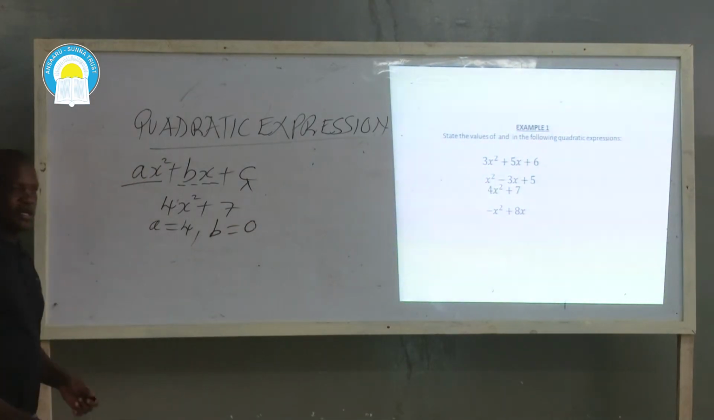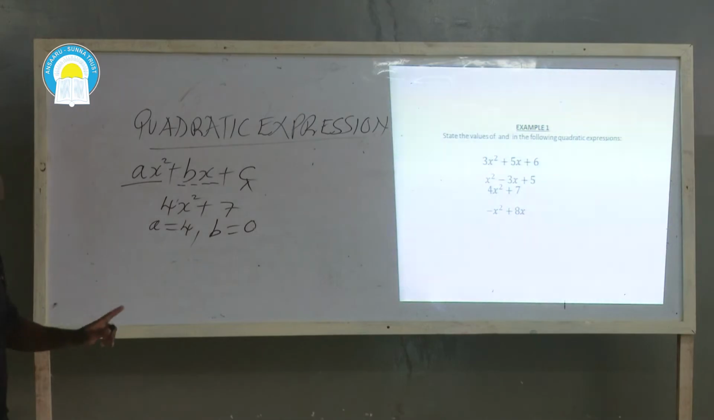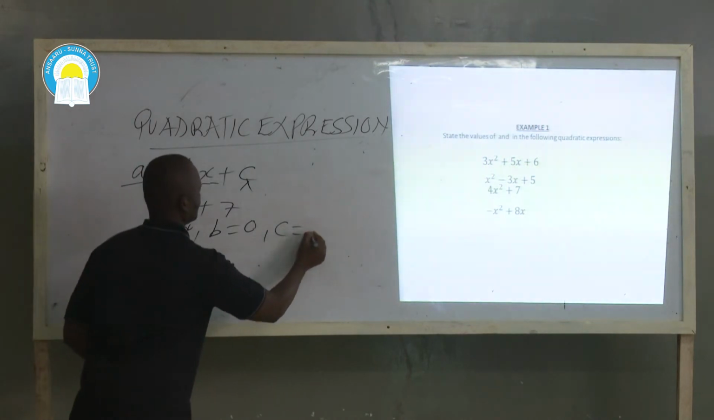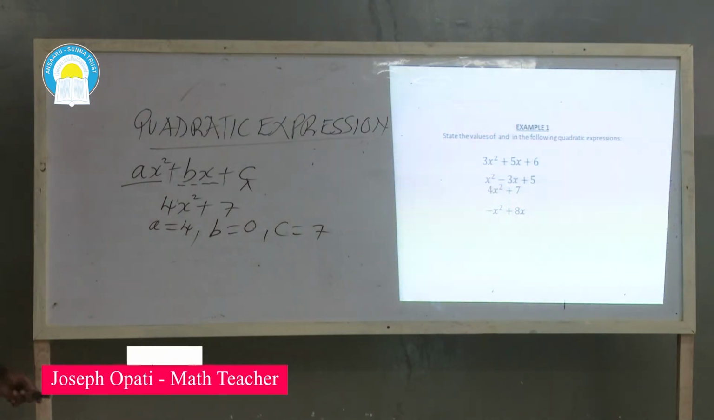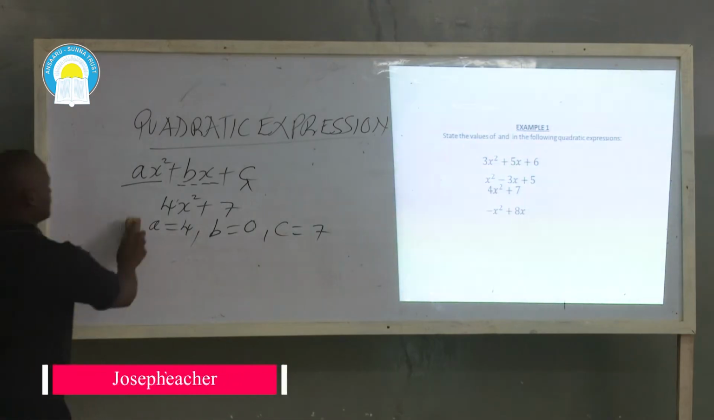Then lastly, 7, which is the only term we have not talked about, becomes automatically what? The c. That is the term not attached to any x. So we are saying c is what? Given by 7. Now we look at another example here. Of course, now maybe given a different arrangement, which is maybe not very obvious.